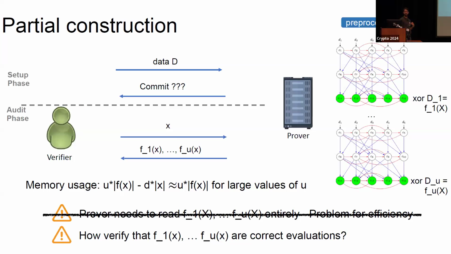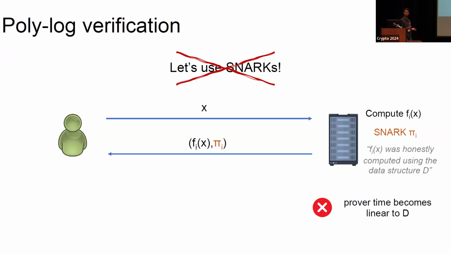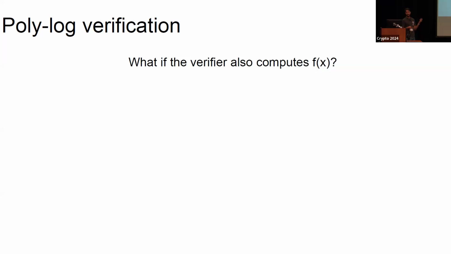So now we solved the first problem. We need to solve the second one. A naive approach would be to use a SNARK, so you can prove that f of x is computed correctly according to the data structure. But this doesn't work because we are using the data structure to be efficient. To prove that the computation has been done correctly, the data structure is the witness, so the computation of the proof is going to be linear in the data structure. So we completely defeat the efficient running time of the data structure. The observation to have an efficient verification in this case is that the computation of f of x is already efficient.